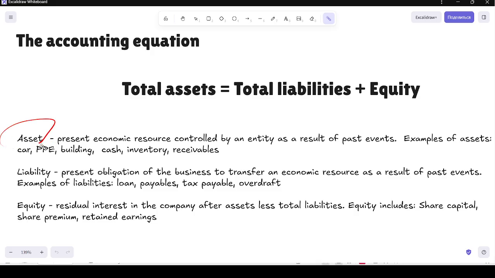Right? Asset is what the company has, and liability is what the company owes to a third party. Equity is the residual interest in the company after deducting total liabilities from assets. This means the difference between total assets and total liabilities, which belongs to the owners of the company, investors, co-founders, and so on. Share capital, share premium, retained earnings are examples of equity. Okay, let's go through some examples in your study text.